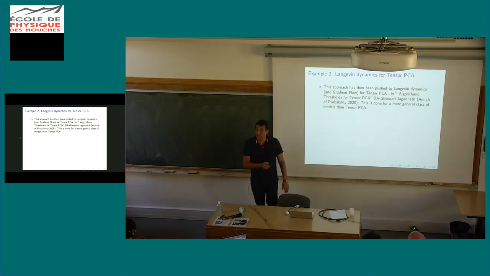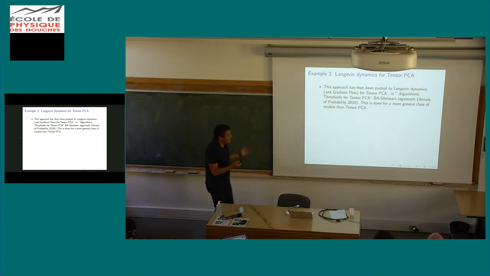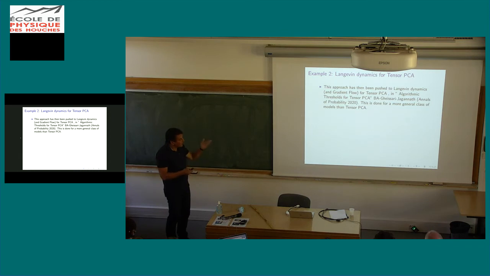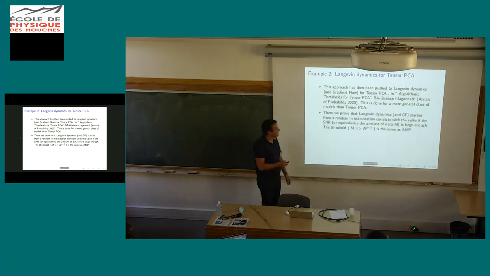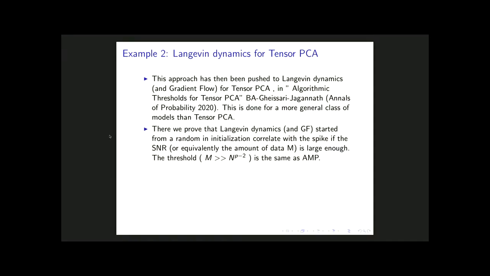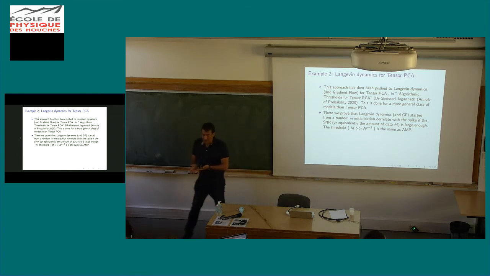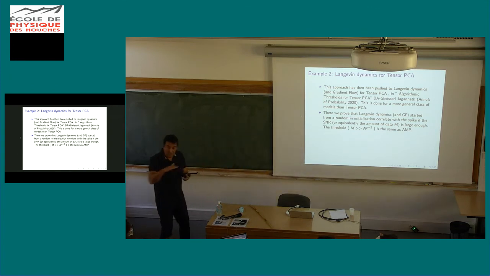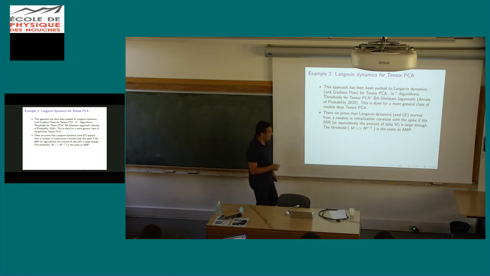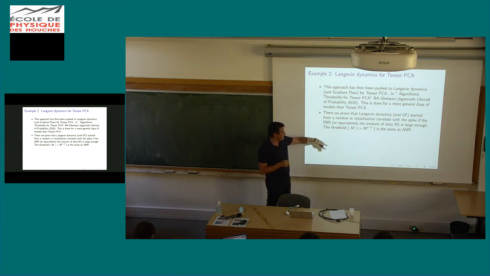Then we applied it to tensor PCA when you add a signal. You do the same type of techniques for Langevin dynamics and gradient flow. And in fact, it's a more general class, but let's do it like this. And you have the same thing. If you do Langevin dynamics or gradient flow, from a random initialization around the equator, quickly you will correlate. You will end up in this weak recovery phase if the signal-to-noise ratio is large enough.